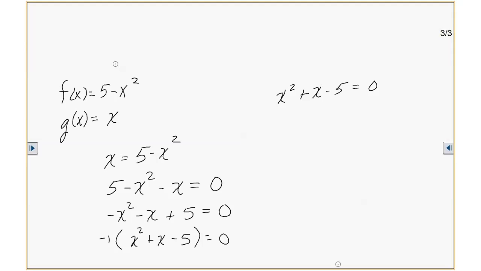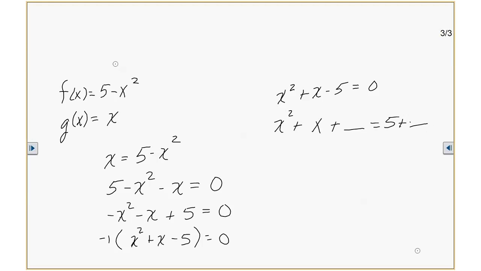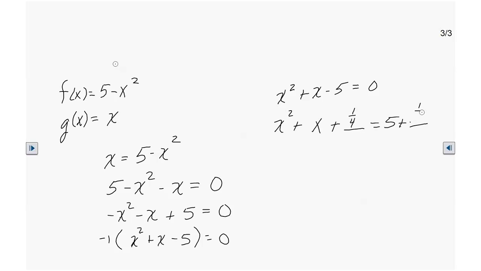What do you use? Completing the square. Yeah, use the quadratic formula so you can depend on your calculator. Complete the square. X squared plus x plus blank is equal to 5 plus blank. Half of 1 is what? 1/2 squared. X plus 1/2 quantity squared is equal to 20/4 plus 1/4.